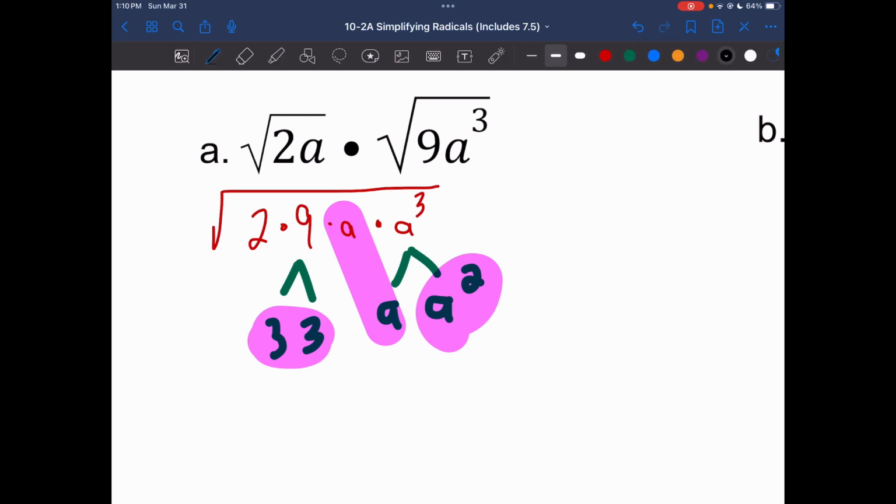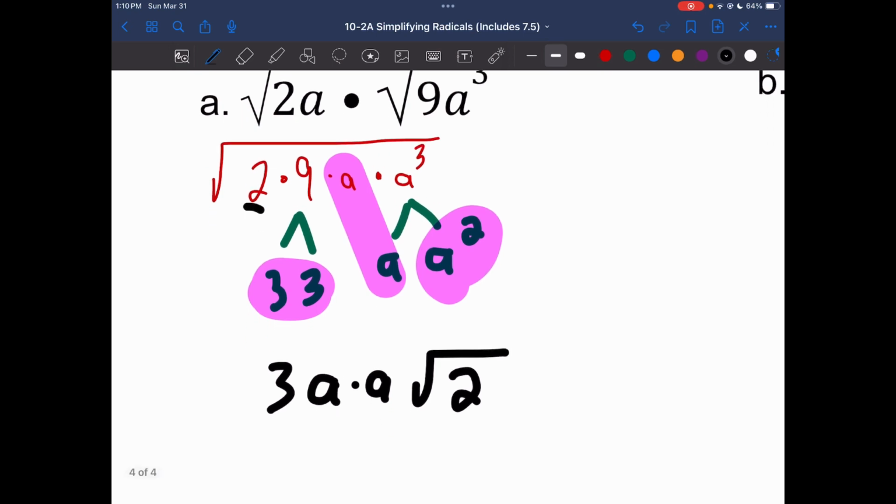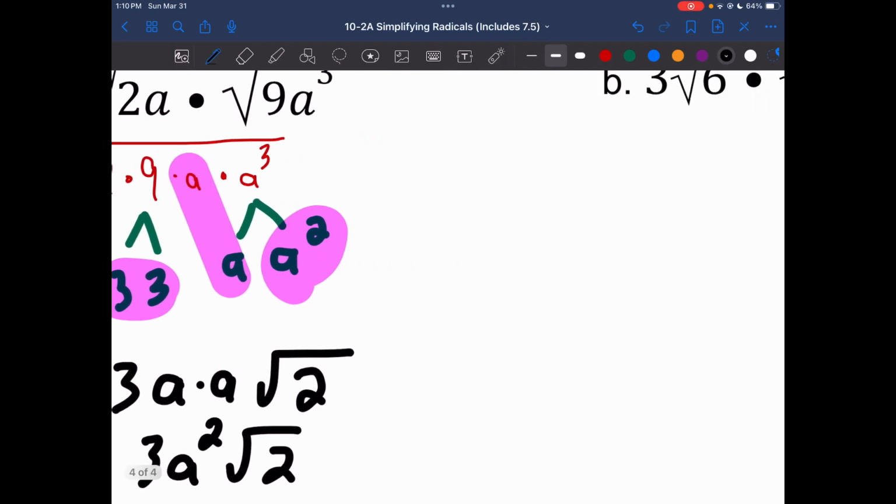So when I rewrite this, we're going to bring out our common factors. So we have a 3, we have an A, we have an A, and what's left is a 2 and nothing else, right? Because 2 is the only piece there. So 3AA, that's 3 times A squared times the square root of 2. Okay. Now, that one was pretty easy. 2 times 9 is 18. I mean, you could figure out what you've got pretty easily from there.